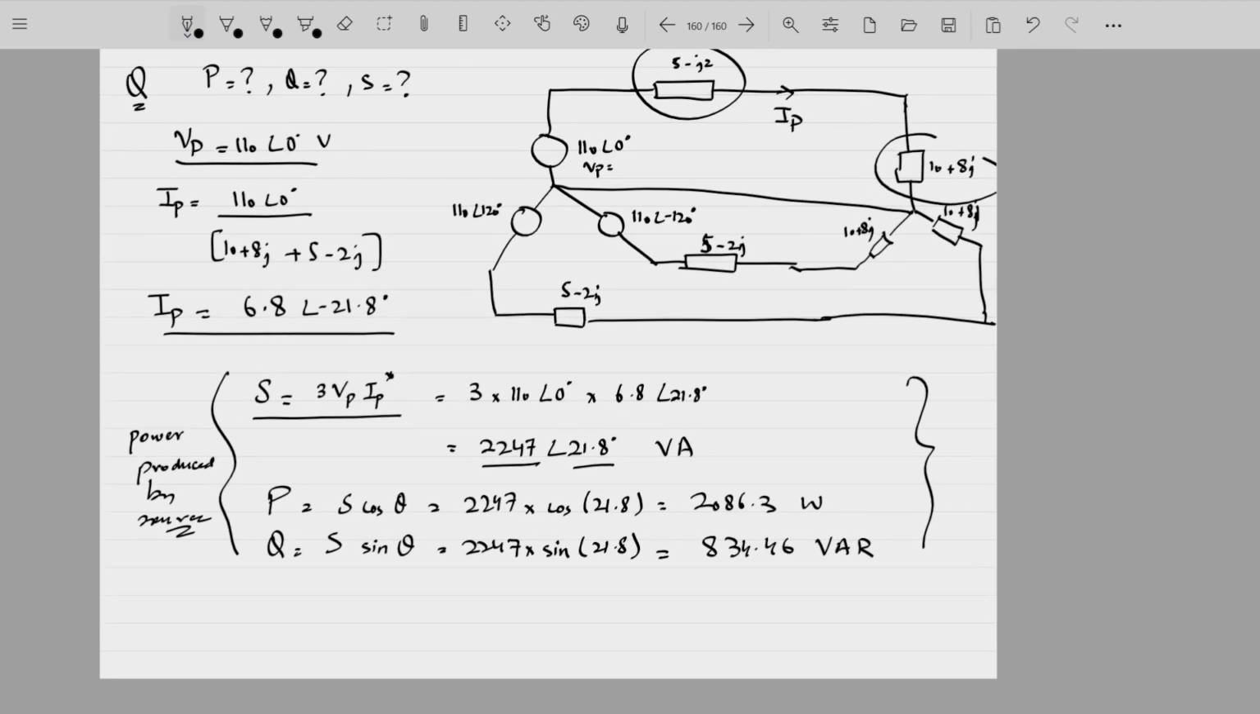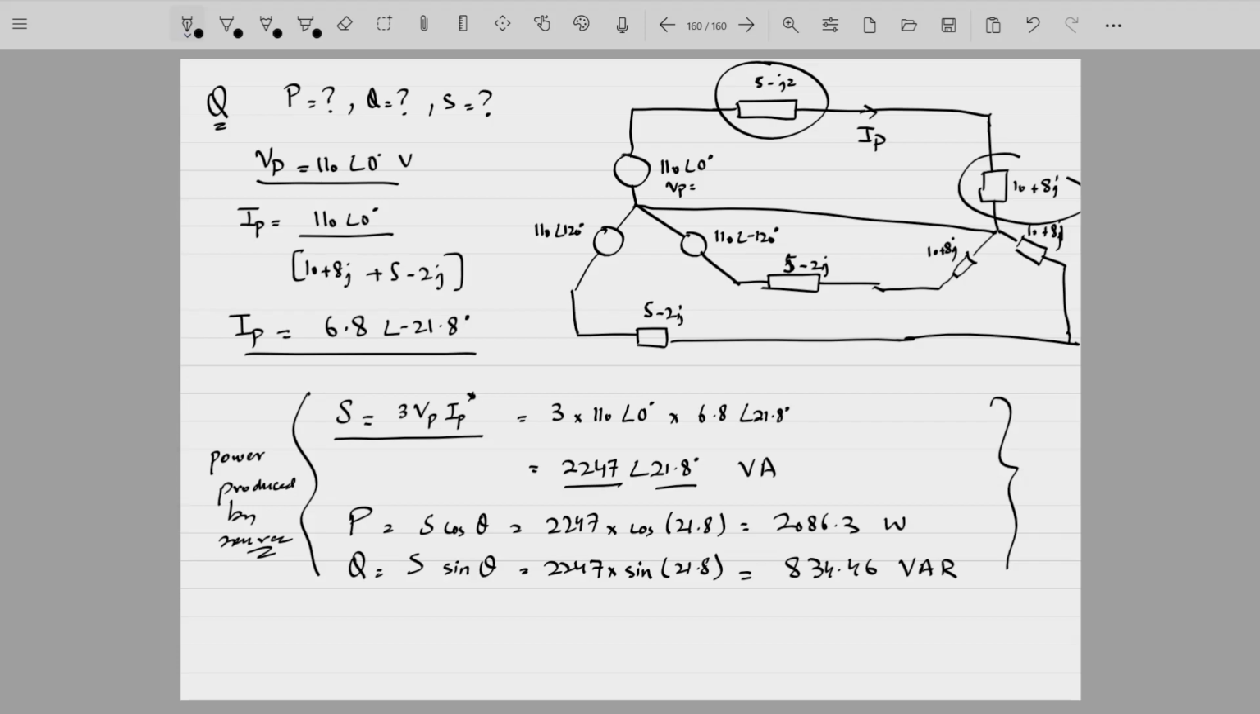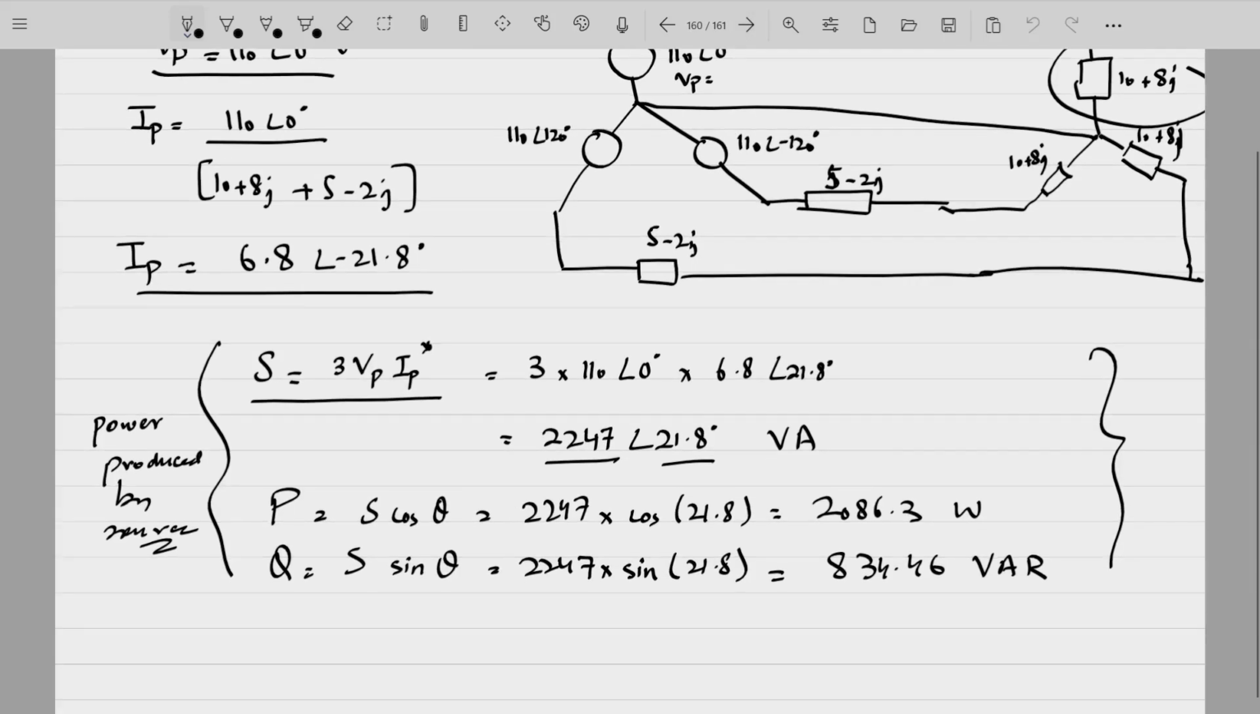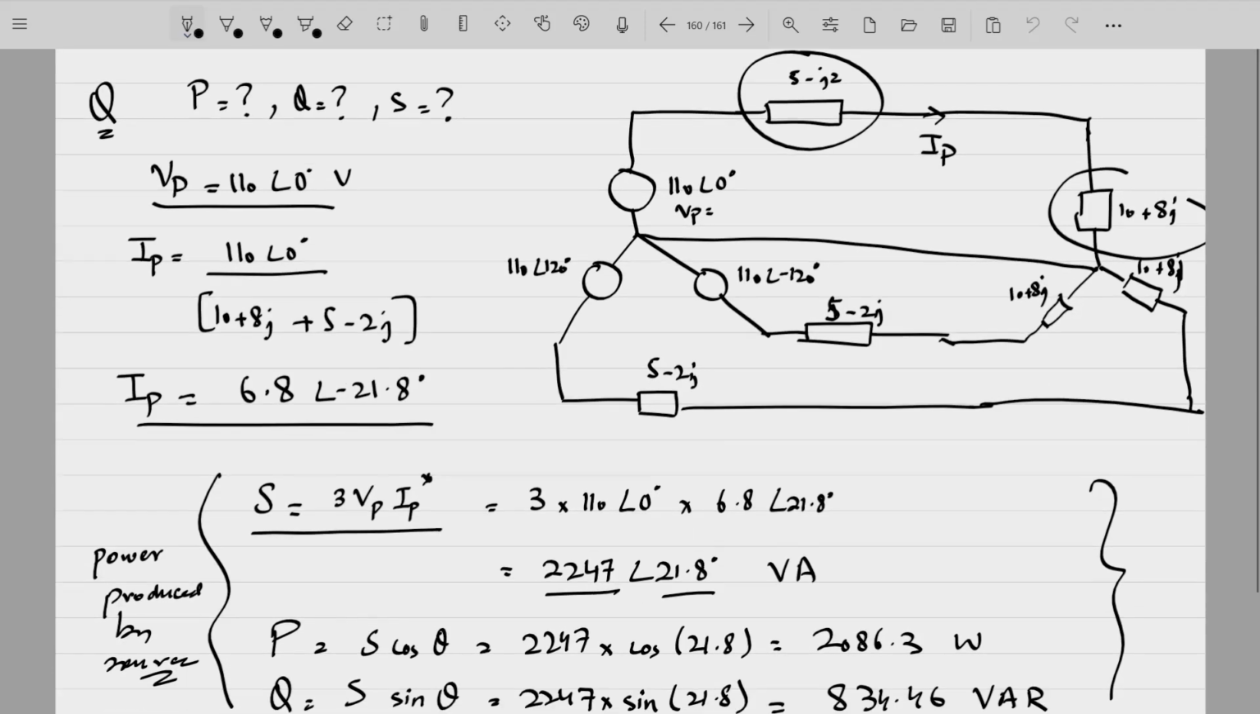We also have to calculate the real power, reactive power, as well as apparent power that is absorbed by the load. Now we already know the load, that is 10 plus 8J. So we can write the power absorbed by the load.